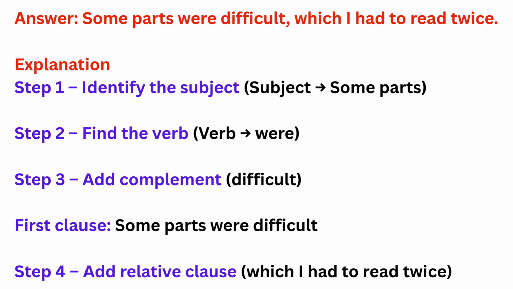At this stage, we have the main clause. Some parts were difficult. After that, we add a relative clause, which I had to read twice. This clause gives extra information about the difficult parts. Specifically, it explains that the speaker needed to read those parts 2 times in order to understand them. Putting everything together, the final sentence becomes, "Some parts were difficult," which I had to read twice.